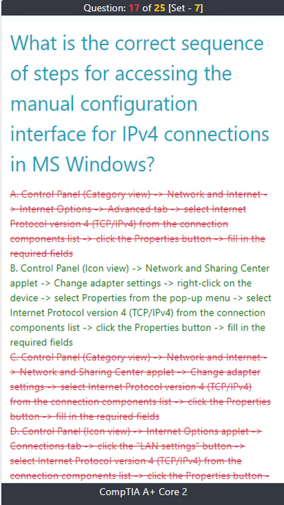The correct answer is B. Control Panel, Icon View, Network and Sharing Center applet, Change Adapter Settings. Right-click on the device, select Properties from the pop-up menu, select Internet Protocol version 4, TCP/IPv4, from the Connection Components list, click the Properties button, and fill in the required fields.